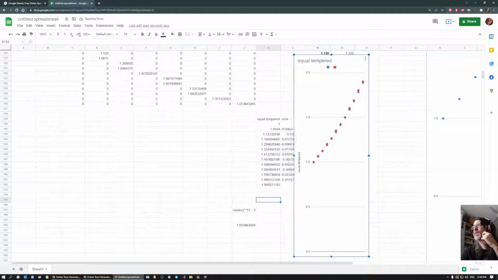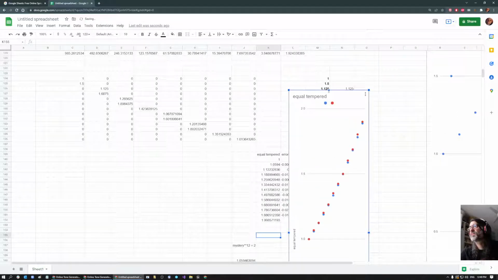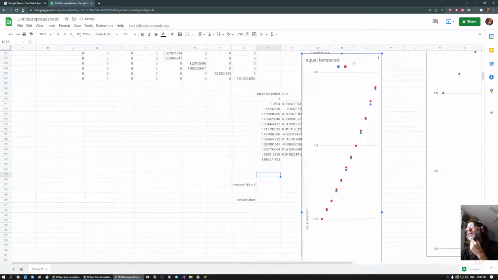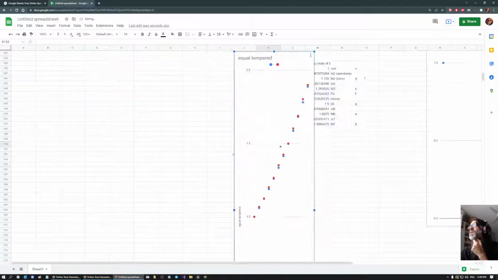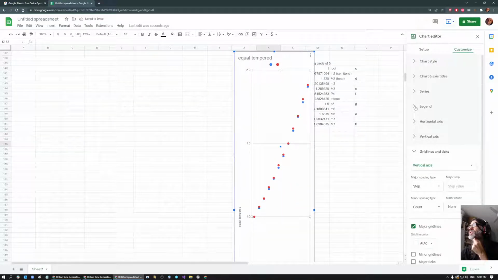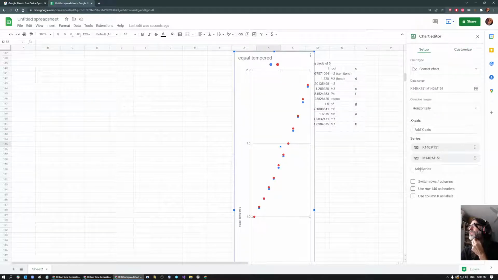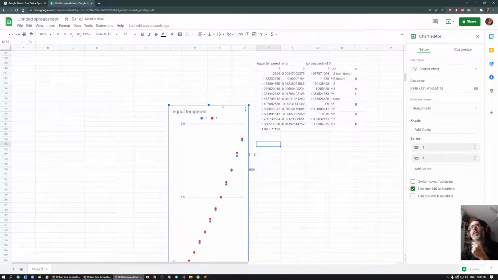So if your job is a piano tuner, this graph is interesting. You see the actual errors. Equal tempered, where is it? Oof, we don't see which one is which. Can we have the legend? Series setup? Use column K as labels? No. Use row as headers? Yes. One? No. Yeah, that was bad.